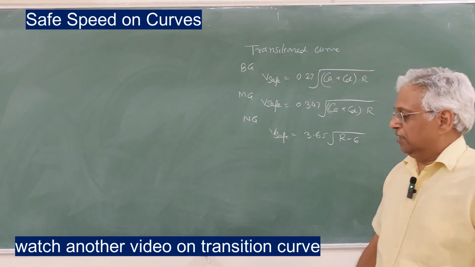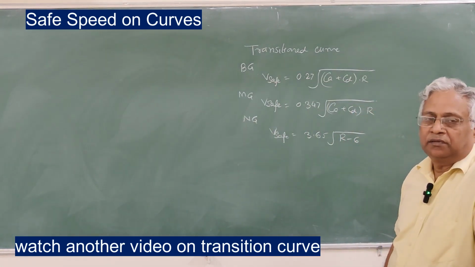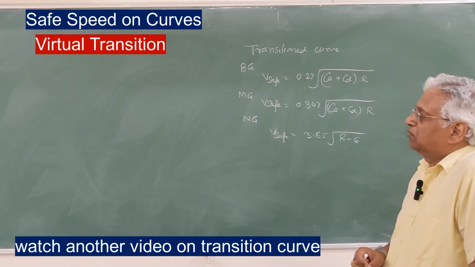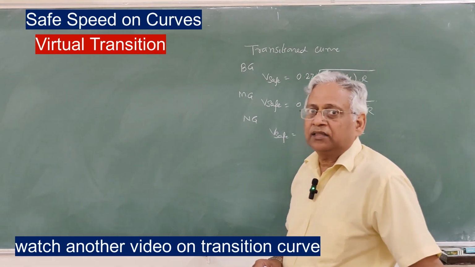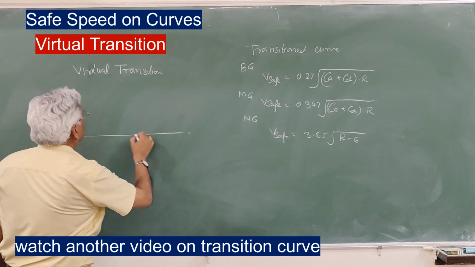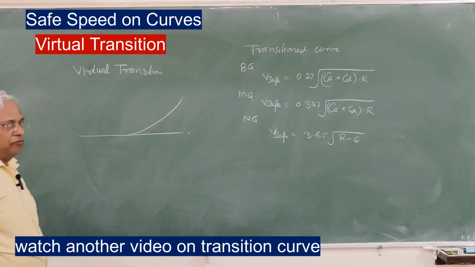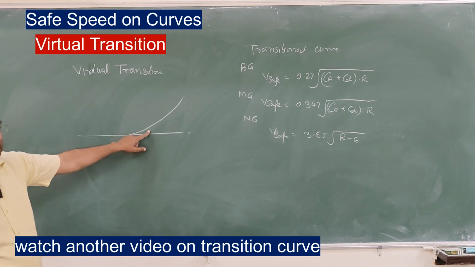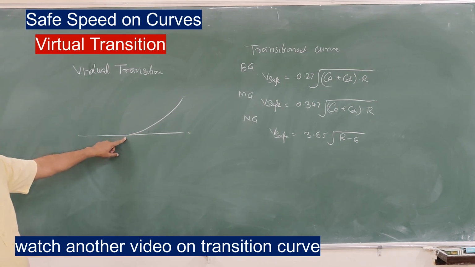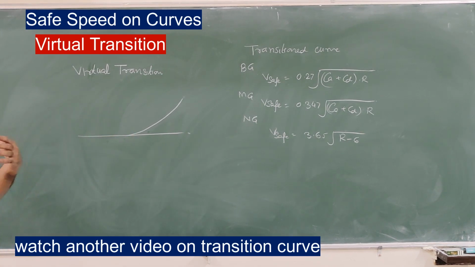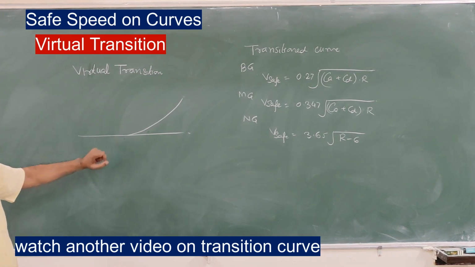In case of a non-transition curve, when it is not possible to provide a transition curve because of site restriction, the concept of virtual transition is adopted. When you do not provide any transition between the tangent track and the circular track, then as soon as the vehicle enters the circular curve, the centrifugal force or the cant will be introduced suddenly.